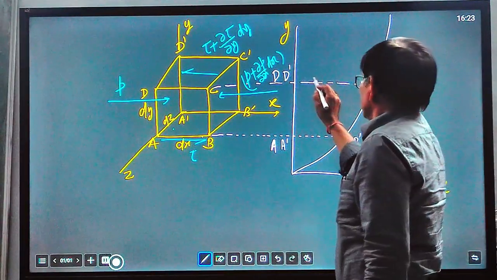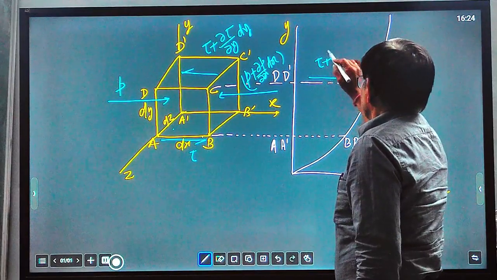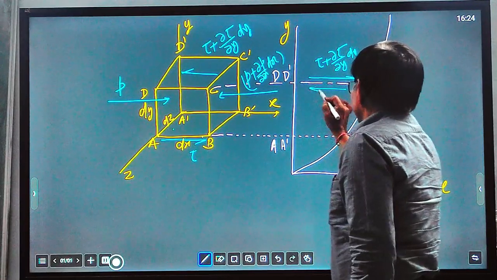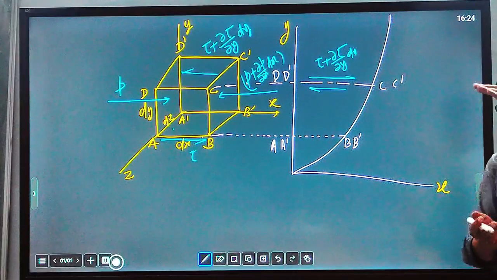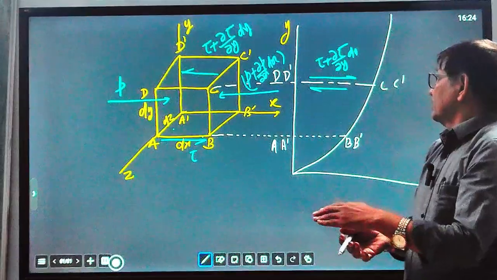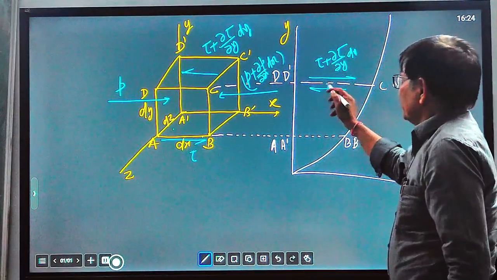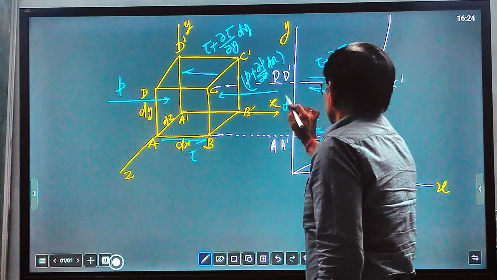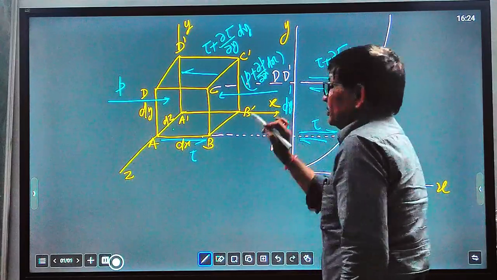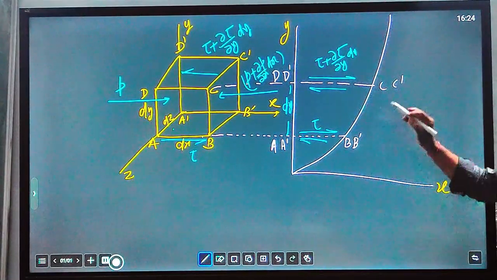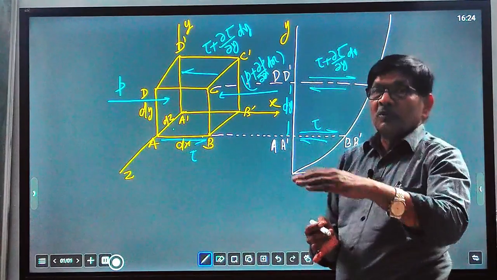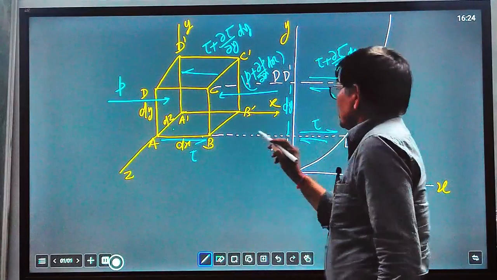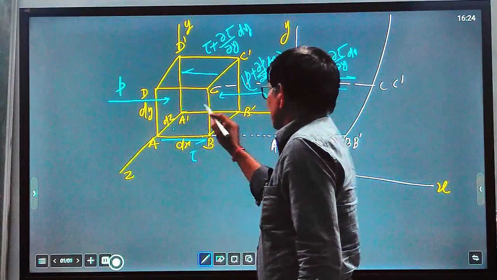The same thing we can represent here: tau plus del tau over del y dy, because the stresses always act in conjugate, as the upper layer and the lower layer oppose with the same shear stress. That is represented by this half arrow. Here it is tau, because there is a difference of dy between the two layers, so the stress will be different. Due to this shear stress, shear force will act on the layer D, C, C dash, D dash, and due to tau, shear force will act on the layer A dash, B dash.